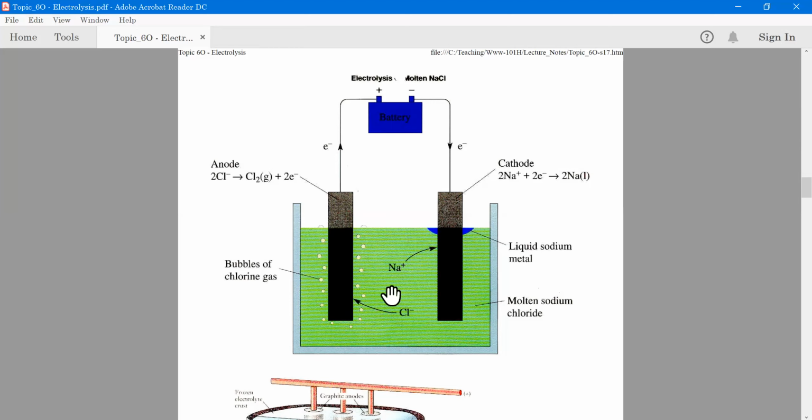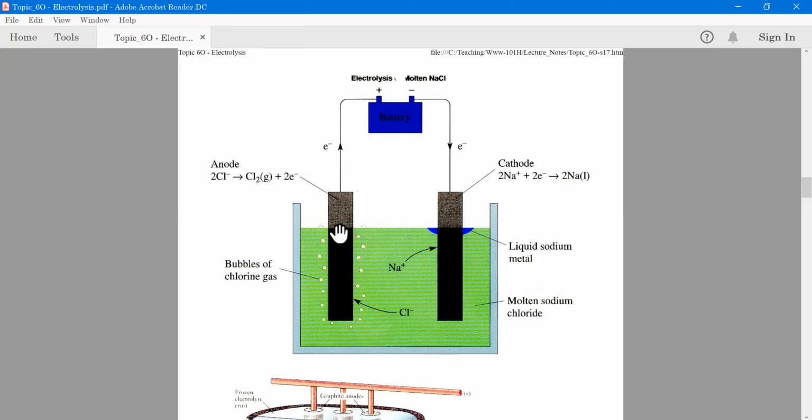Chloride ions in the melt are interacting with the anode that dips into here, which again could be something that's conductive but non-reactive, like platinum or graphite. It produces bubbles of chlorine gas again, which again in industry wouldn't be just bubbled off, they would be captured in some closed system.